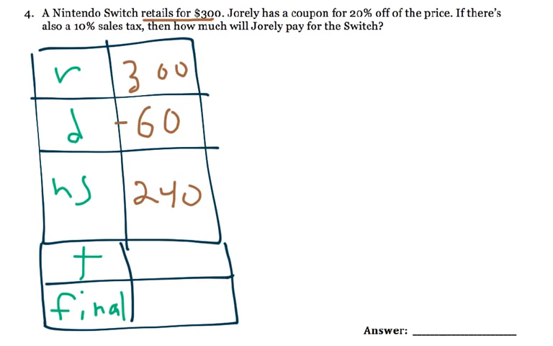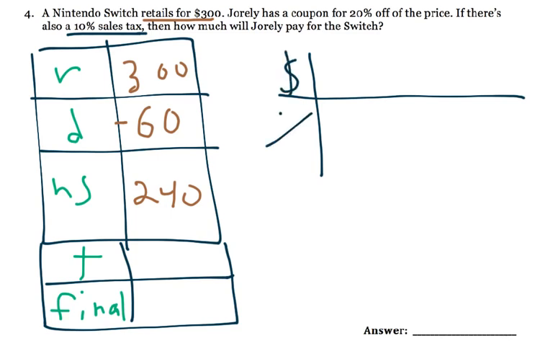Now we need to find the tax. So it says the tax is 10%. And always remember, a sales tax is just a kind of tax. So there's nothing special about it. So we can make our ratio table starting off with 240. So remember, we don't start with 300 because we've already discounted the price by $60. So we have to start with $240.